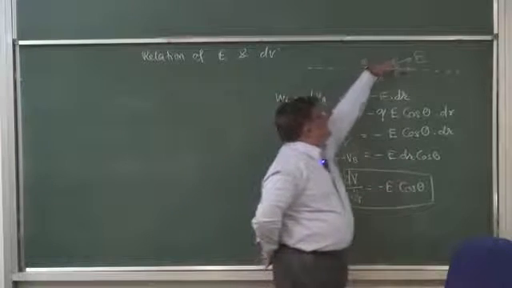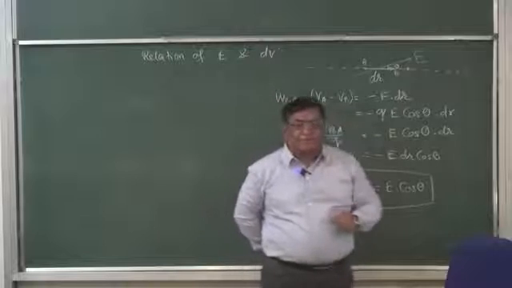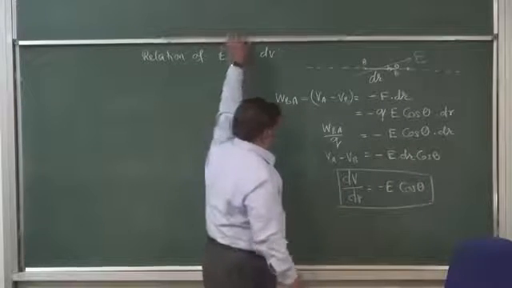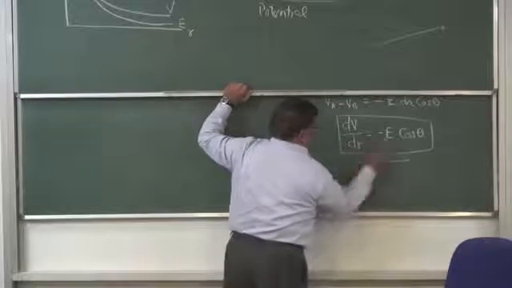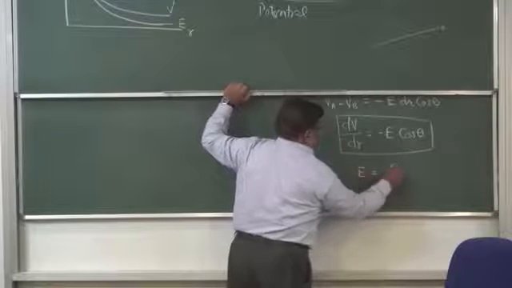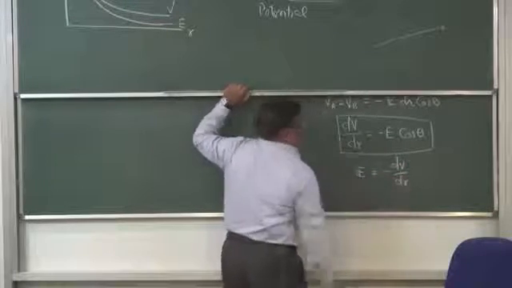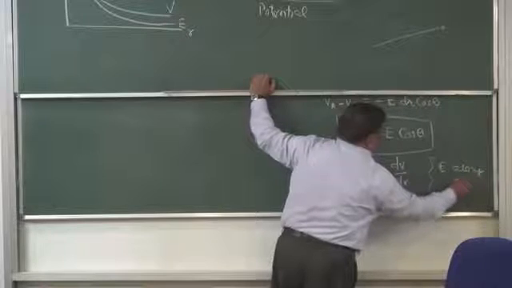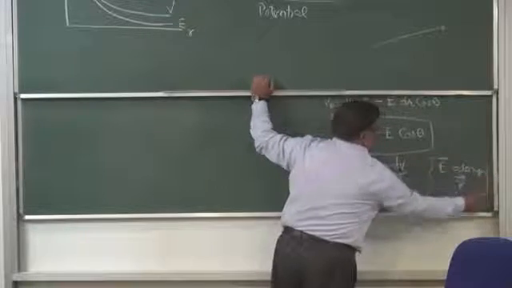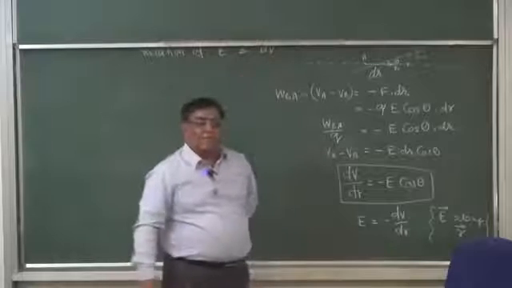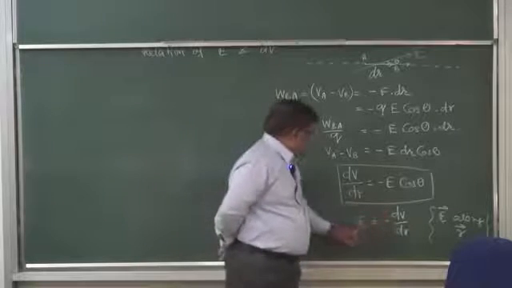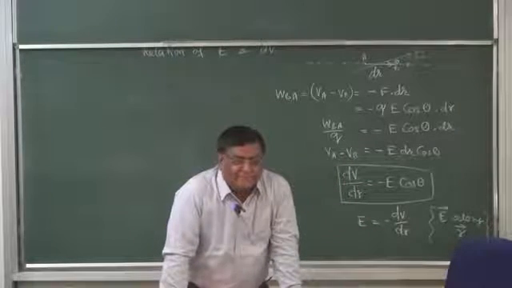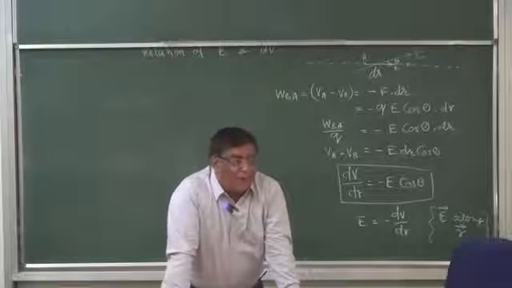Suppose E and r are in the same direction, then theta is equal to 0. If theta is equal to 0, then cos theta will be 1, and we will have a very simple relation, and that relation is E is equal to minus dV upon dr. Correct? Now this is a scalar quantity and this is a vector quantity, but this is a relation because E is along r. So this relation helps us a lot.